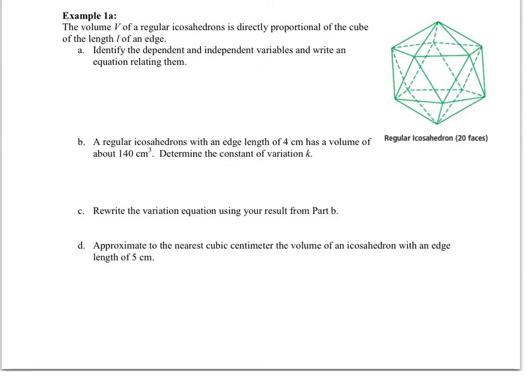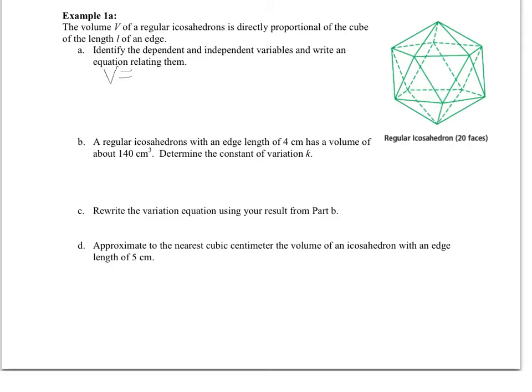Okay, example 1a. The volume V of a regular icosahedron is directly proportional to the cube of the length L of an edge. That's a lot of mumbo jumbo, it sounds like. But let's work through it. So identify the dependent and independent variables and write an equation relating them. So we know that volume equals, it has to do with relating to the length of the cube. So we're going to relate volume to length.